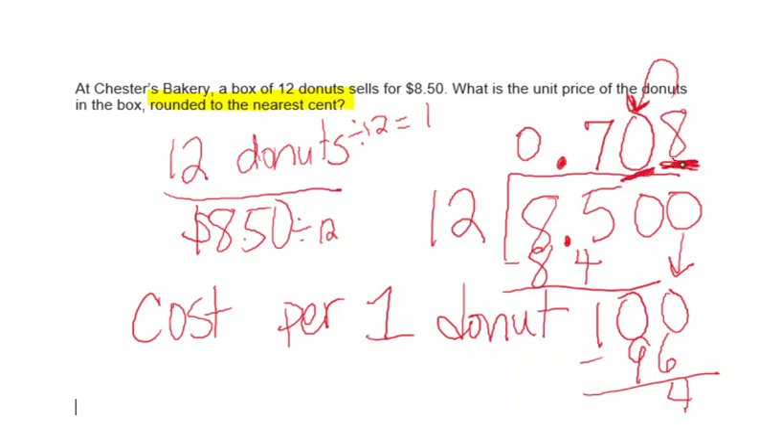Since this is 5 or more, the 70 becomes 71. So it is 71 cents per one donut. So we would find the answer choice that represents 71 cents. If you took 71 cents and multiplied it back by 12, you would get close to $8.50. Not exact, because this decimal kept going. We just stopped here so that we could round to the nearest cent, since that's all they asked me to do in my problem.